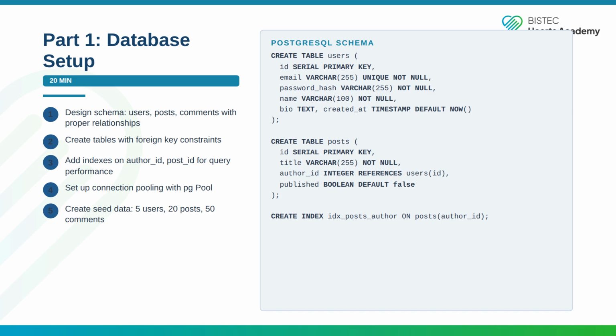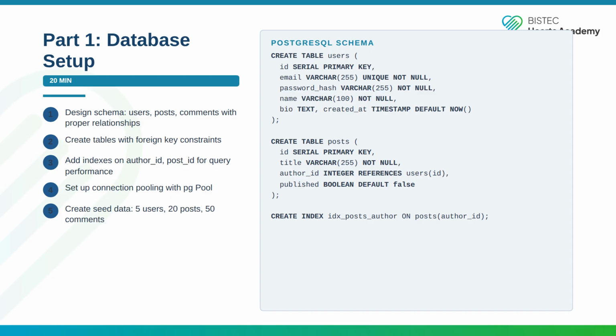Create the users, posts, and comments tables with proper relationships. Users have an email, a hashed password, a name, and a bio. Posts have a title, content, an author reference back to the users table, and a publish flag. Comments reference both the post they're on and the user who wrote them.